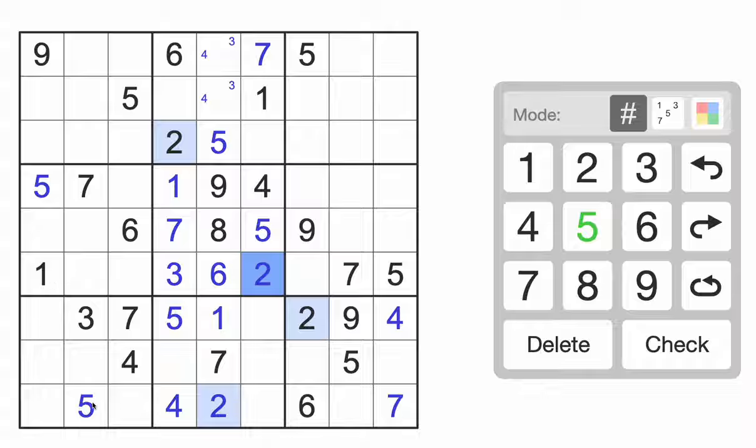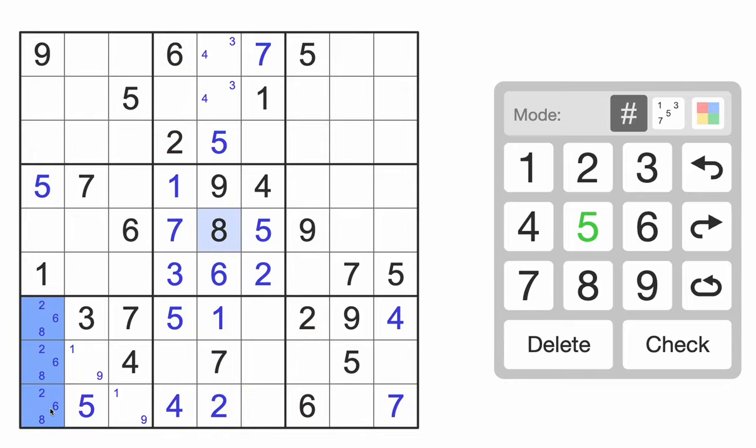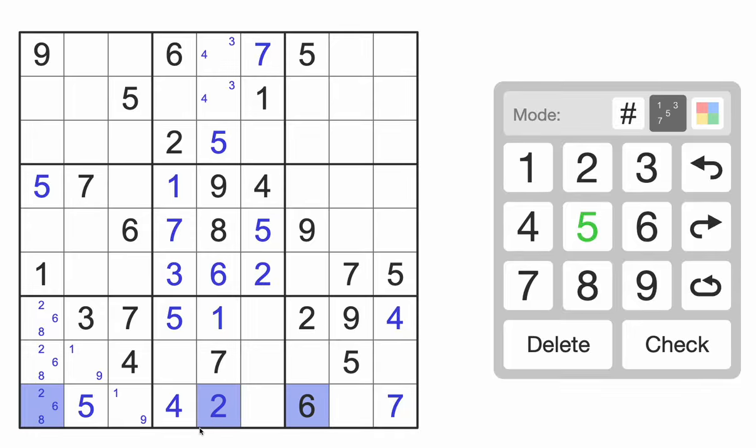And now looking at box 7 and column 1. Column 1 has 1 and 9, which have not been placed in box 7. I cannot use 1 and 9 here. So these would be 1 and 9. And that means these would be 2, 6, 8. This cell is blocked by 2 and 6. Gives me 8. 2 is here, so this cell cannot be 2. Gives me 6 and 2.